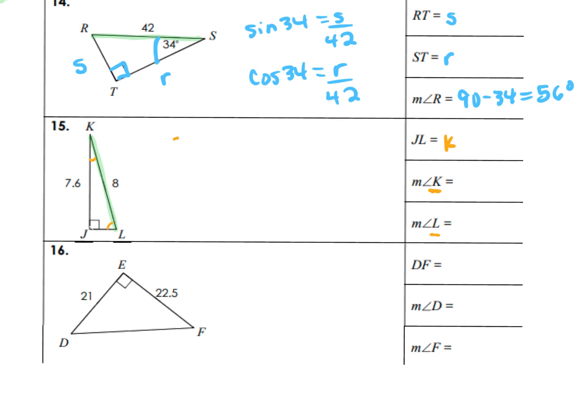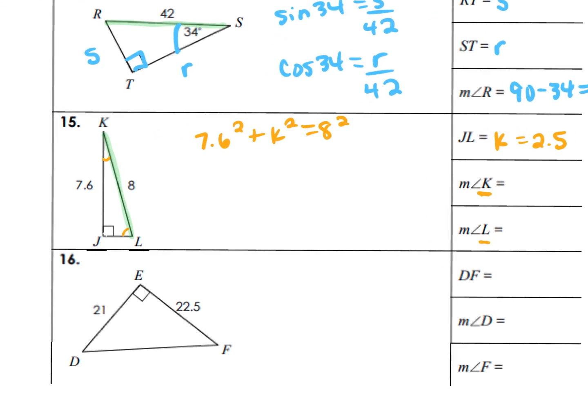All right, so we need to do 7.6 squared plus K squared equals 8 squared. What do we get when we do that math? Let's see. We get that that side is equal to 2.5 when we round to the nearest tenth. Do me a favor and check my work on that.